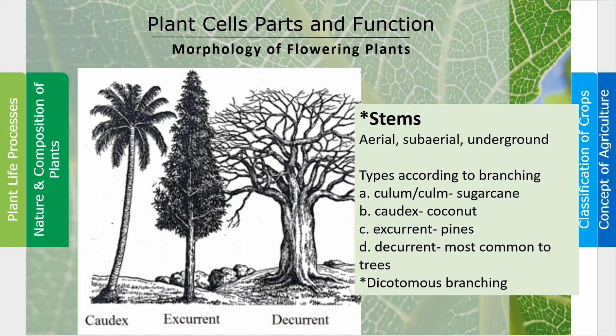And then for letter B, the codex, that is in coconut. So wala siyang branch actually, diretso lang siyang ganyan. So these are parang na-collect sila into one place lang, parang ganon. So it looks like wala silang branch. So that's codex. And excurrent for pines.